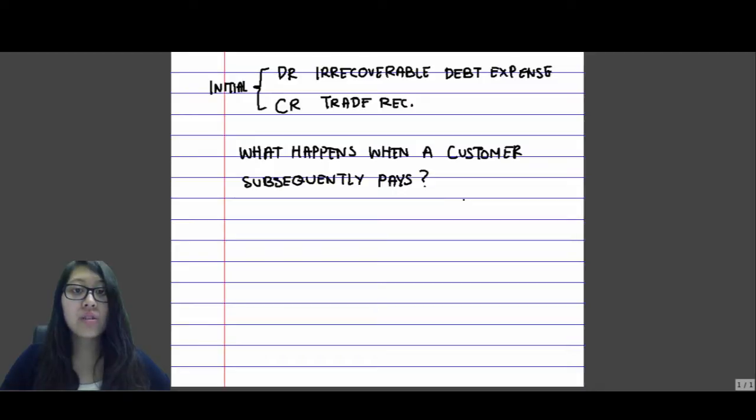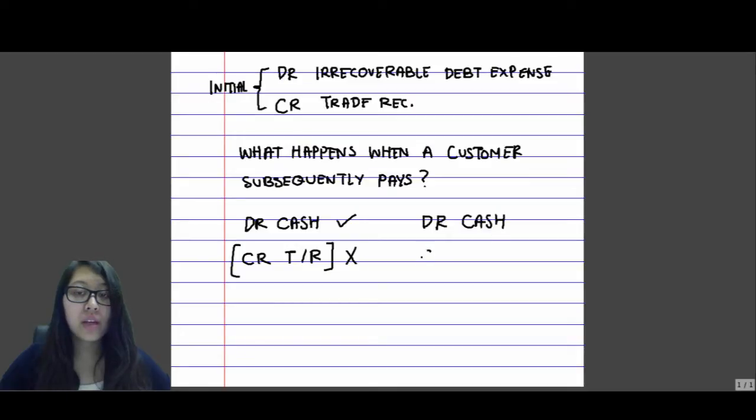I cannot reduce the trade receivables as normal, because normally when we receive cash from a trade receivable, we should debit our cash account and credit our trade receivable account to reflect that we have received payment from them. But now this is not the case because the trade receivable account is no longer there, for I have already written off his debt of $100 last time. So what am I going to do now? I still need to recognize this debit cash because I have received a payment from them. So instead of crediting trade receivables, what we should do is credit the irrecoverable debt expense.